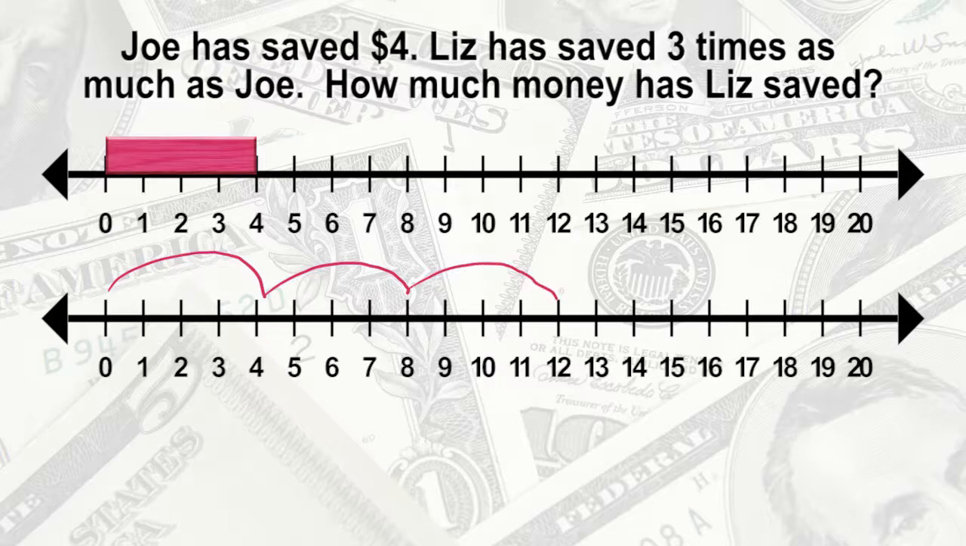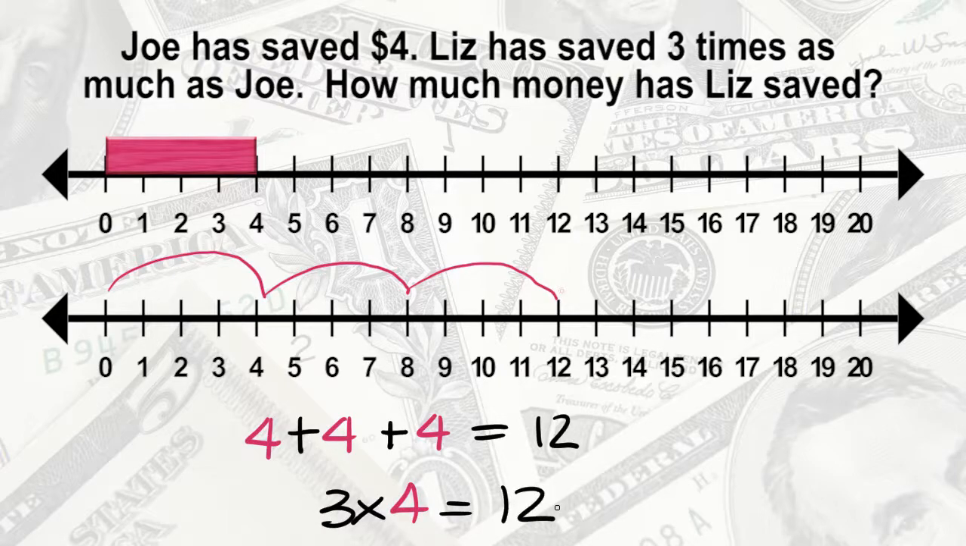Using the second number line, we can write an equation that matches the model. Let's write 4 plus 4 plus 4 equals 12, or we can use our knowledge of multiplication to write a multiplication equation, 3 times 4. We write 3 times 4 because there are 3 iterations or groups of 4, and that best represents the information given in the problem. Now we know that Liz has saved $12.